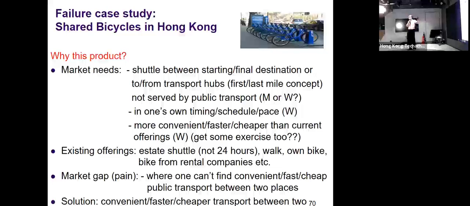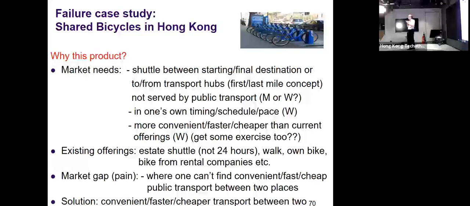It is for the starting journey, or what we call the starting or final destination. Imagine you live somewhere in the countryside, in the New Territories. You want to go to the railway station. So you try to get a bike. So it is from the starting journey at home, and then you end up in a transportation hub like an MTR station or railway station.